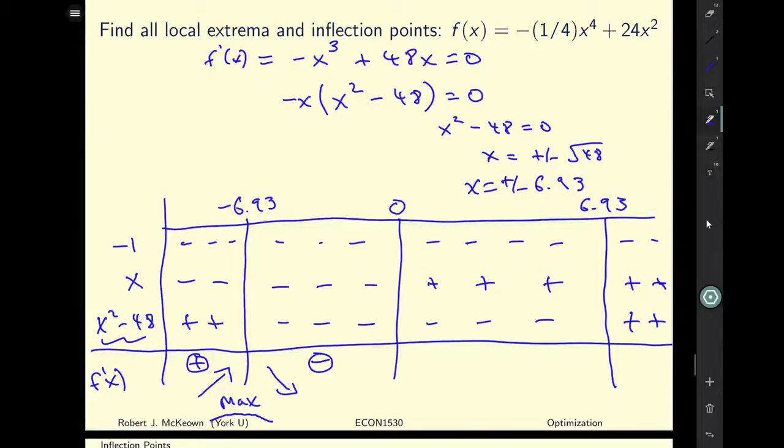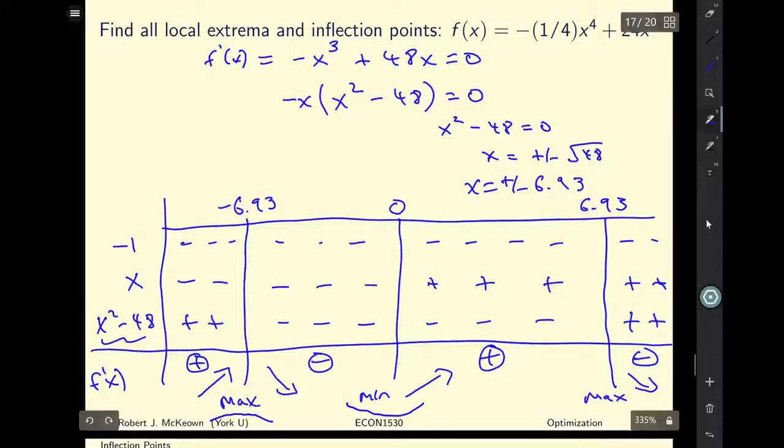When we get to 0 and we go above 0, we've got a negative times a positive. It's going to be increasing. And then we've got a negative over here. It's going to be decreasing. And so we've got a minimum here, and we've got a maximum over here. And we can see that because it's going down and then up. So you're in the bottom of a valley, and then over here it's going up, and then it's going down. So you're at the top of a hill.